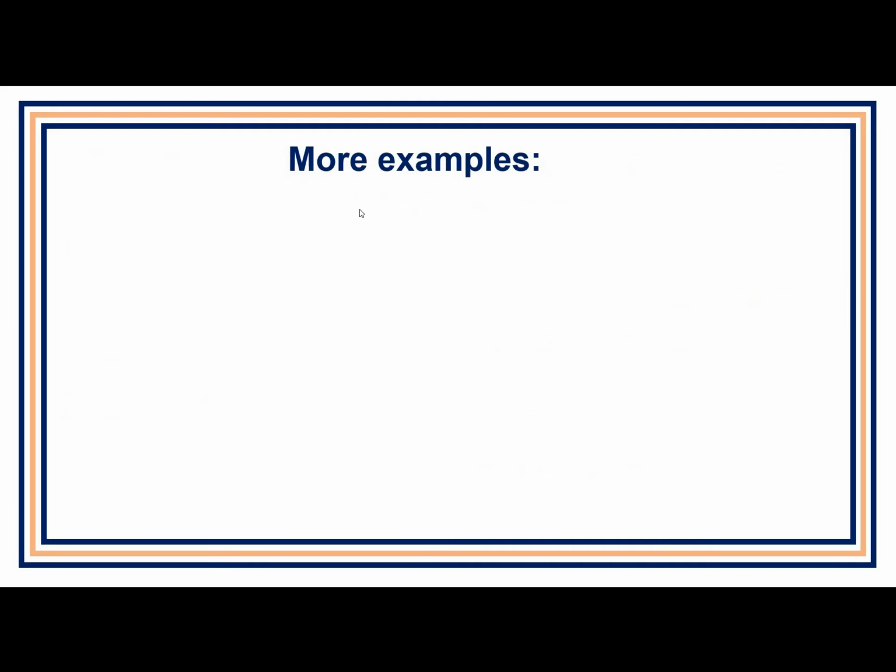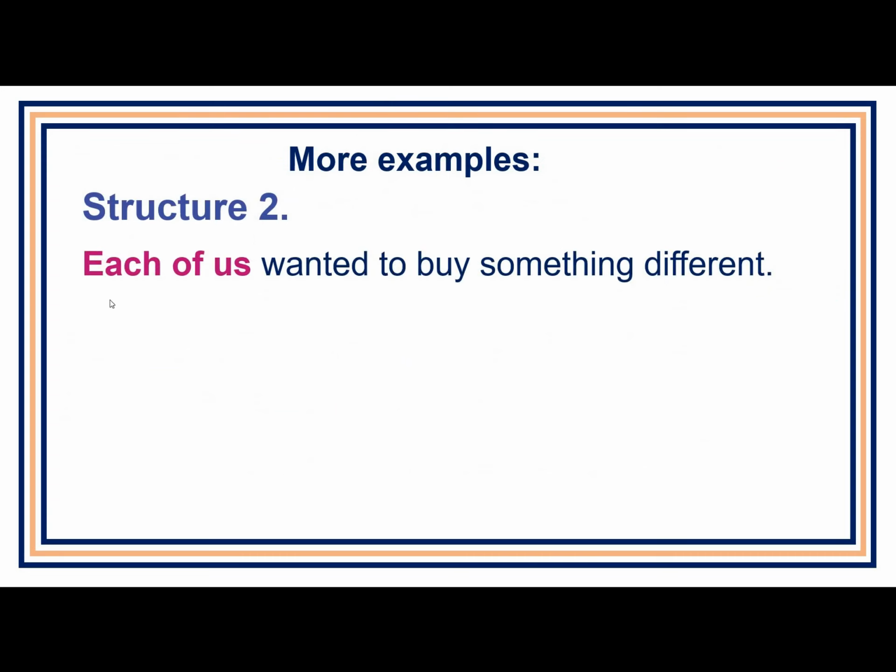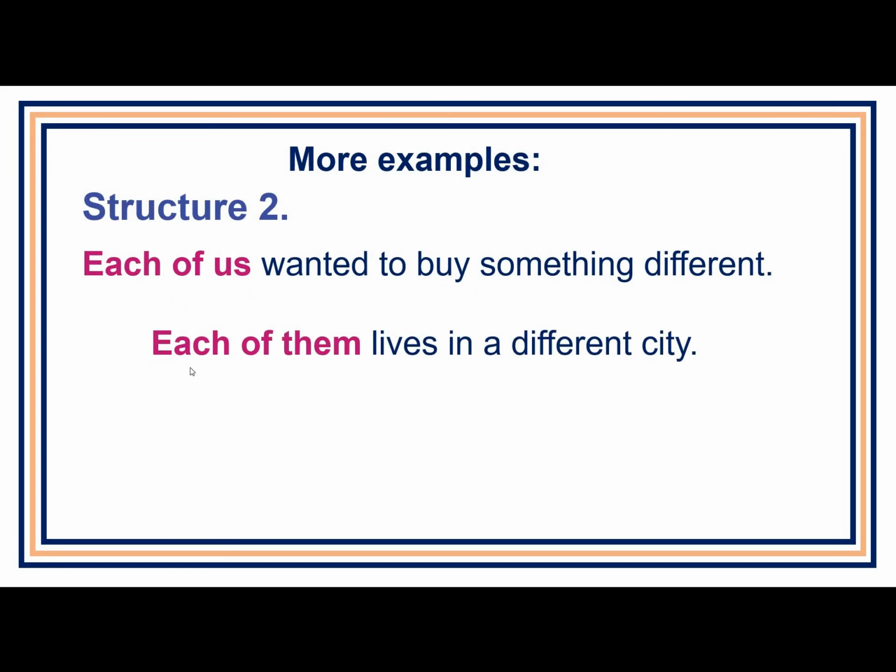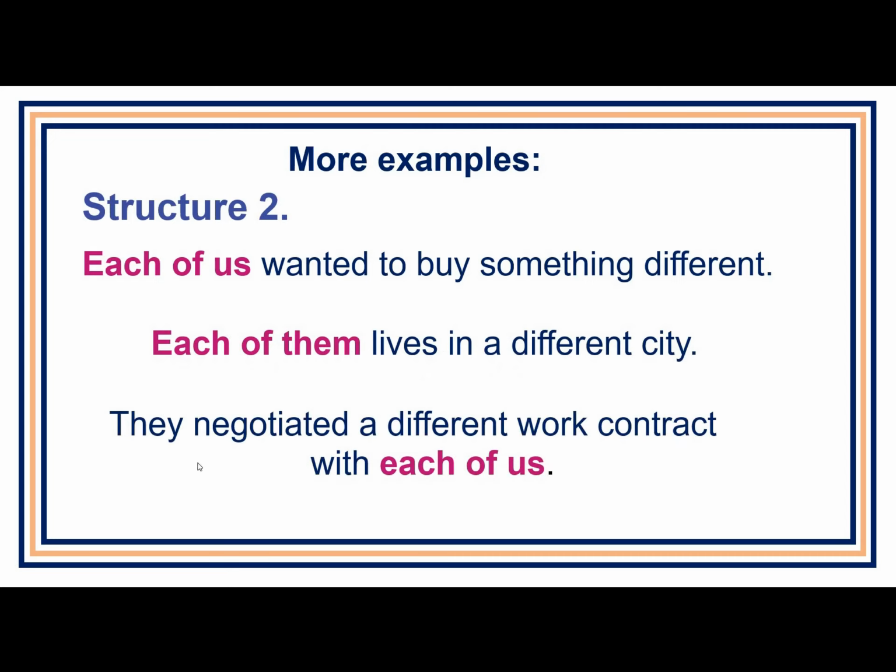More examples. Structure 2. Each of us wanted to buy something different. Each of them lives in a different city. They negotiated a different work contract with each of us.